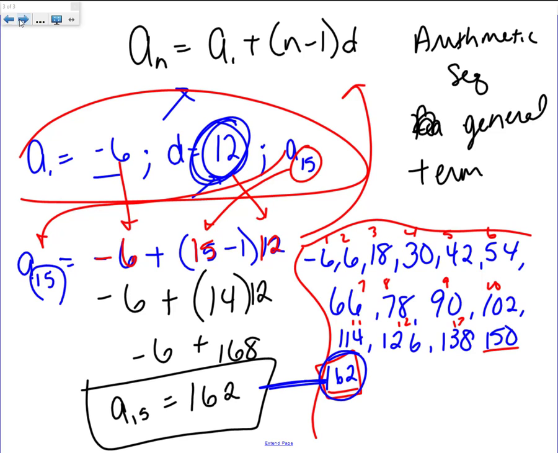Notice that these two match. So you can use the equation. It's faster probably, depending on how many numbers you're solving for. Like if we were solving for the 37th term, this right side is going to take us a lot longer. But you have choices. You can use either method. You just keep increasing by 12, whatever your D is, to find your number, or you can plug them into the equation.